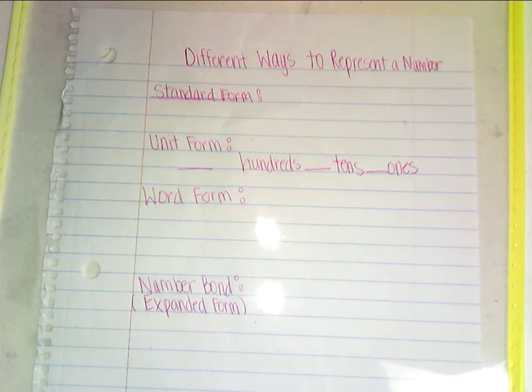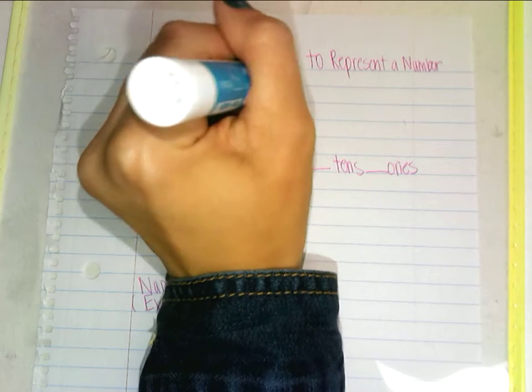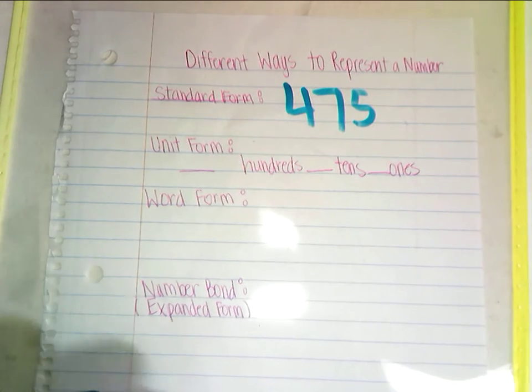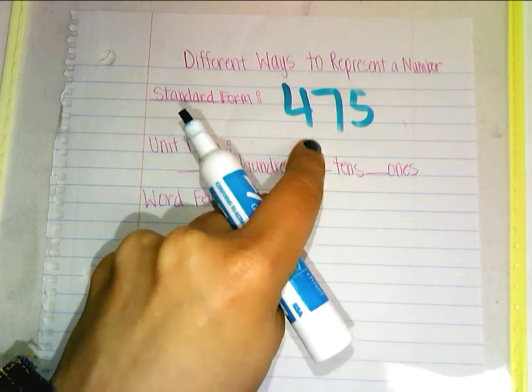Standard form is when you have the number written the way we are used to. So for example, if you have this number, standard form is 475. That's standard form. The word standard means like regular. So this is the way we're used to writing numbers.